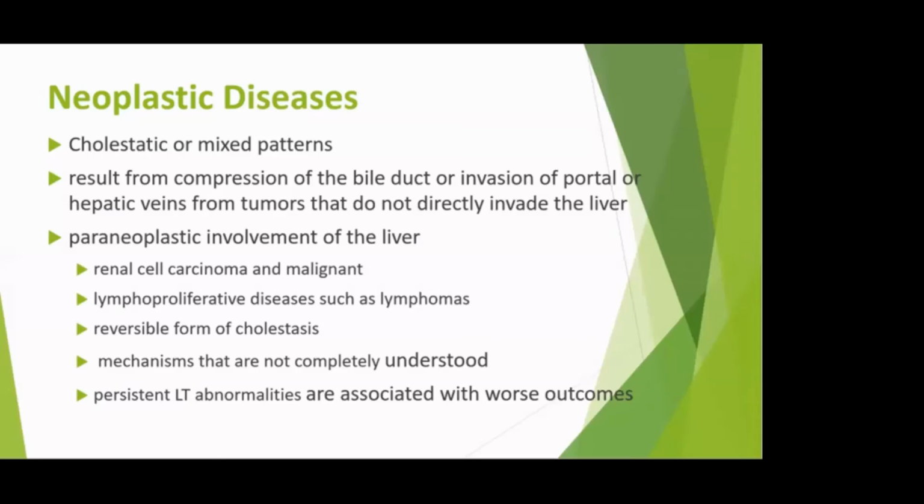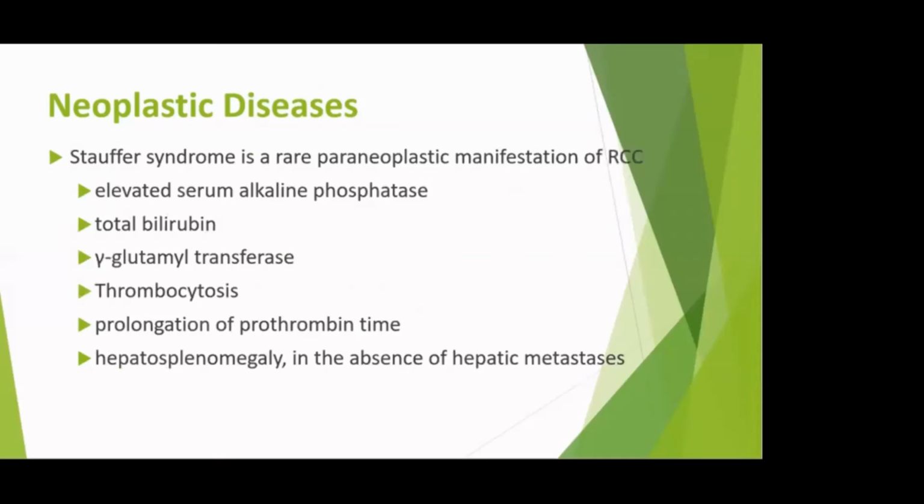Stauffer syndrome is a rare paraneoplastic manifestation of RCC that is characterized by elevated serum alkaline phosphatase, total bilirubin, and gamma glutamyl transferase, thrombocytosis, prolongation of prothrombin time, and hepatosplenomegaly in the absence of hepatic metastasis. So really all the tests point to a liver disease, and it's not really the liver's fault.